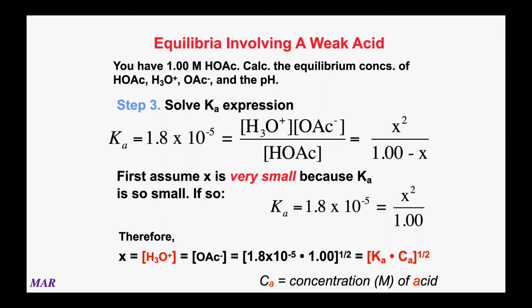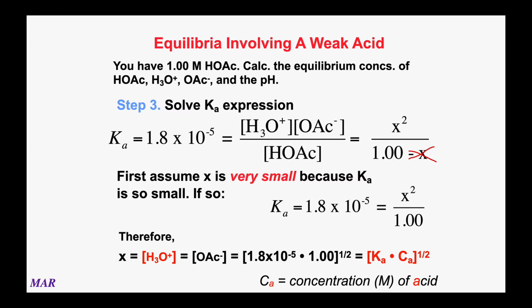So again, what we just did there is we assume this little x is so small relative to 1 that 1 minus x is just equal to 1. And you can see that makes your life pretty easy. 1.8 times 10 to the minus 5 equals x squared divided by 1. So x squared would be 1.8 times 10 to the minus 5 times 1. X would be the square root of 1.8 times 10 to the minus 5 times the concentration of acid. Let's abbreviate that: square root Ka times Ca.